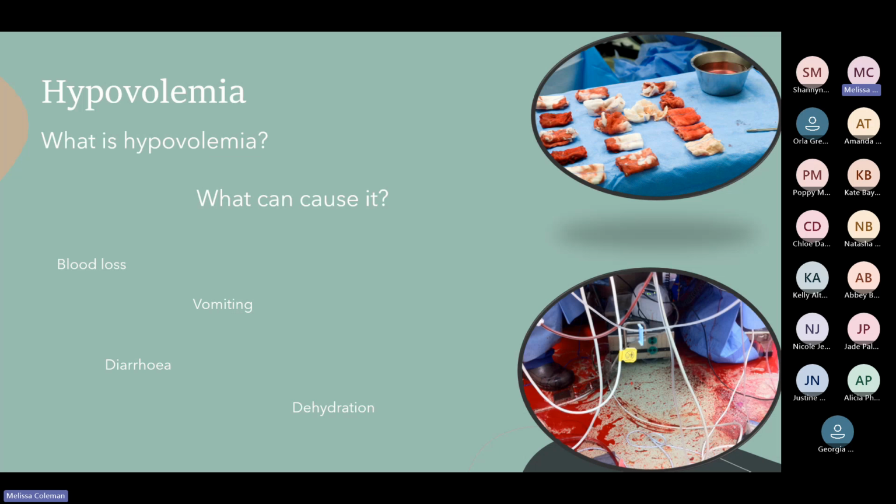If you think your patient is really dehydrated, being able to fix that before you go into surgery is going to make your life 10 times easier when you're actually in surgery, rather than needing to fix it when they're asleep.